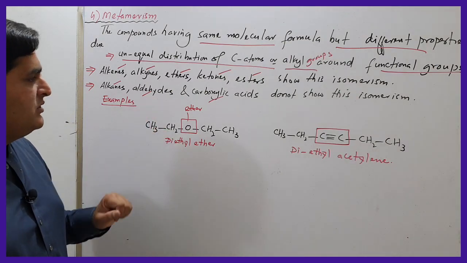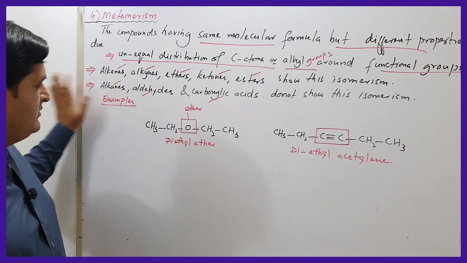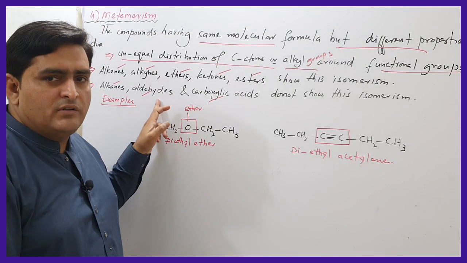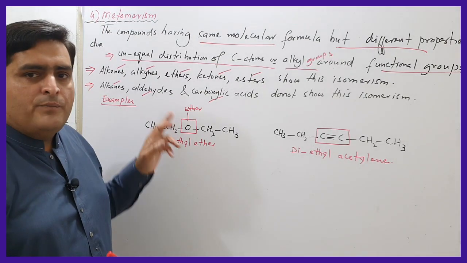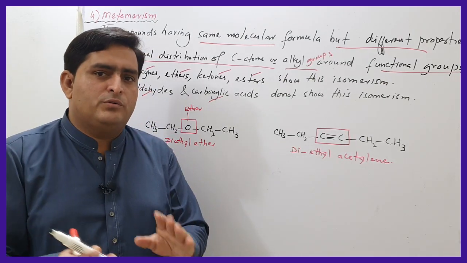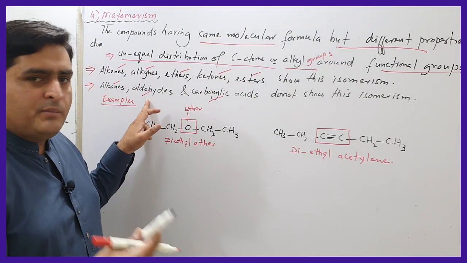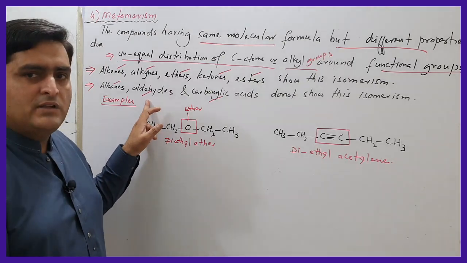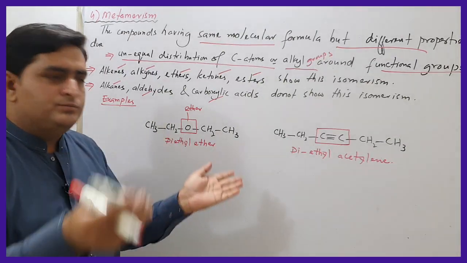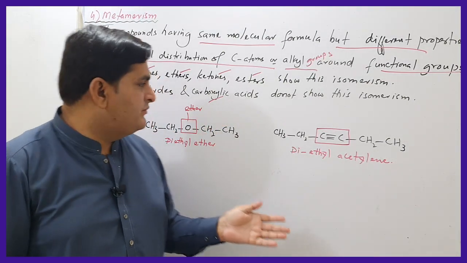Why do they not show this isomerism? Because alkanes have no functional group, that is why they are omitted. The aldehyde functional group always comes at the terminal position. These isomers have unequal distribution of carbon atoms around functional groups. So the aldehyde group comes at the terminal position, hence it is not in between the chain, so there is no possibility of unequal distribution around the aldehyde group. Carboxylic acid also comes at the terminal position, that is why there is no chance of this isomerism.